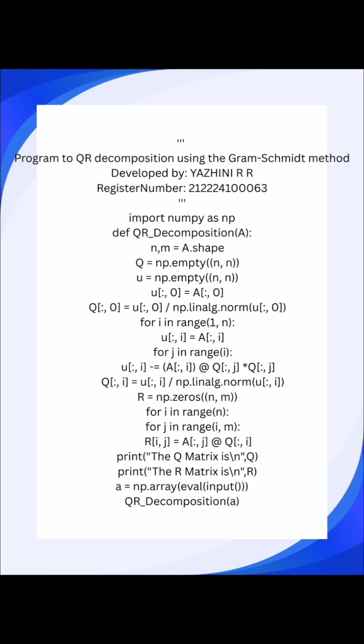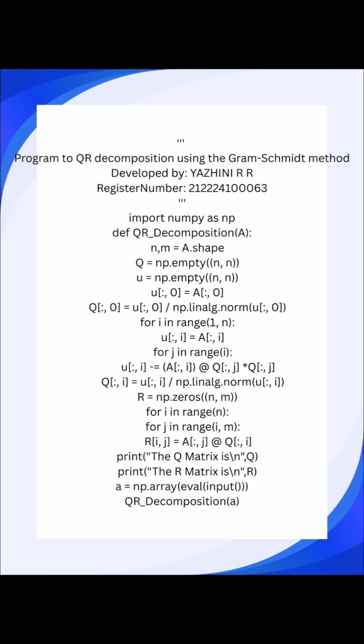Let's break down the code. First, we have to import the Python library for numerical calculation: import numpy as np. Then we define a function, def QR_decomposition(A). Then we get the shape of the matrix: the number of rows is n and the number of columns is m, so n, m = A.shape.